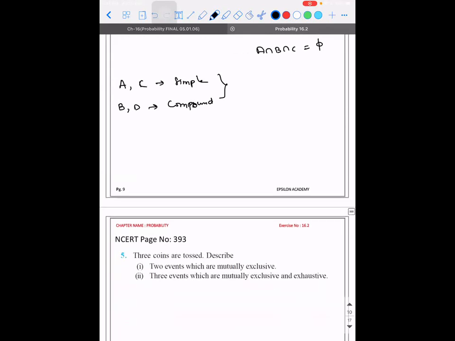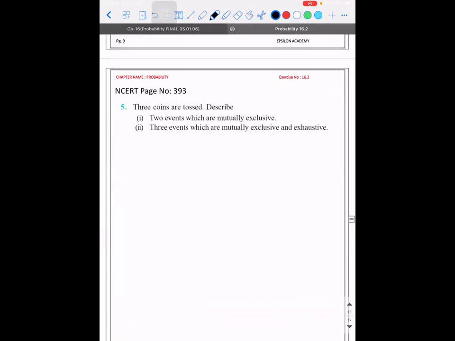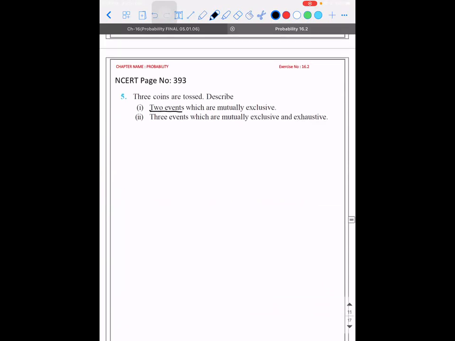Then shall I move on to the next one? 3 coins are tossed. Describe 2 events which are mutually exclusive. So it's up to us. We can define an event A as HHH and event B as TTT. So these are 2 events which are mutually exclusive.